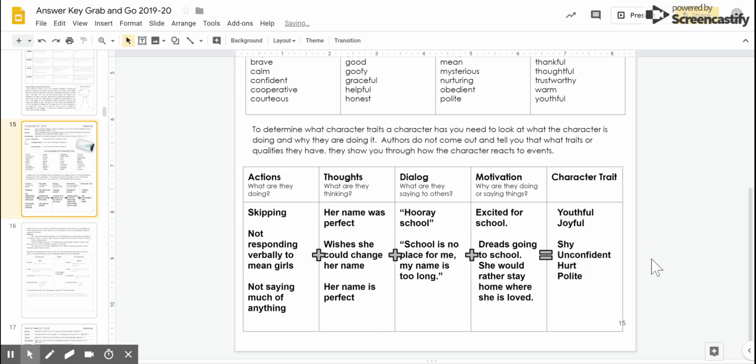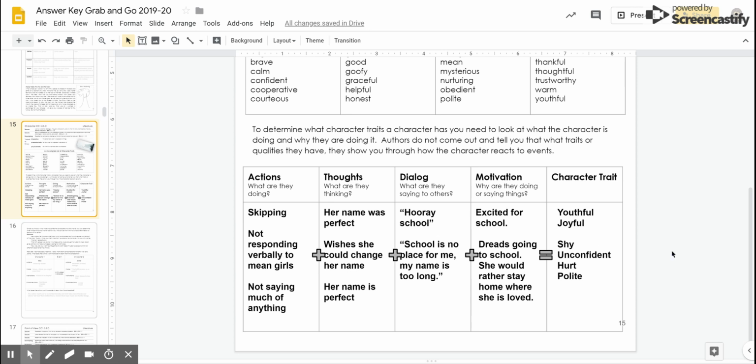Tells us that she's youthful and joyful. In the beginning of the story, she's just full of happiness. But then once she gets to school, it changes her, and it shows that she's shy when she's not responding, that she's not confident, when she's not standing up for herself, that she's hurt, that she'd rather stay at home than be at school with the mean girls, but also that she's polite. When they're saying mean things, she's not saying mean things back. She is a polite girl. So these are character traits that are part of who she is.